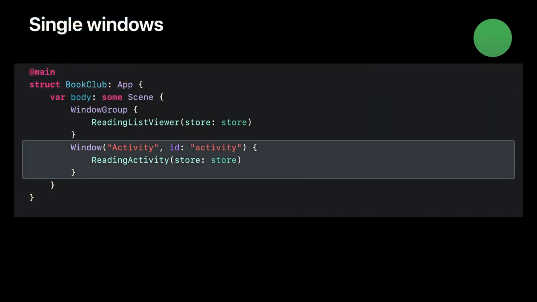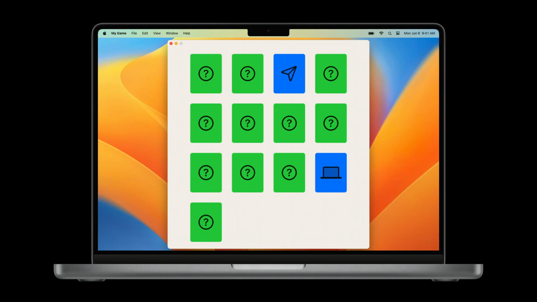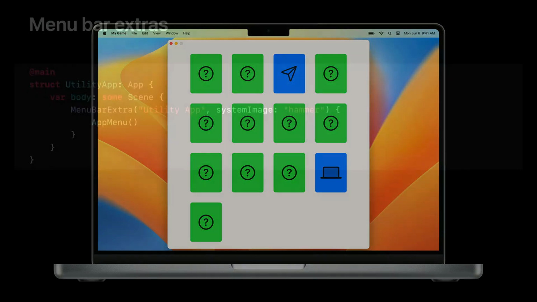Unlike Window Group, the window scene will only ever represent its contents in a single unique window instance. This characteristic can be useful when the contents of your scene represent some global app state that would not necessarily fit well with Window Group's multi-window presentation style on macOS and iPadOS. For example, a game may wish to only allow for a single main window to render its contents.